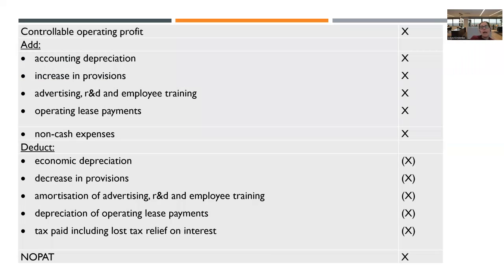So, notional operating profit after tax. Let's look into the adjustments one by one. We take controllable operating profit. So it's going to be operating, so before your finance cost. And it's going to be controllable. Controllable means that it is the profit that relates to the division. If we calculate EVA for a division, and if it's for the company, then it is for the company.